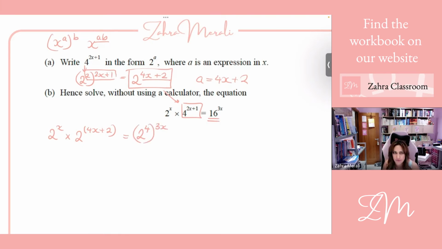Okay, when I times, I add indices. So this will be x plus 4x plus 2. And when it's to the power, I'm multiplying. So 4 times 3 to give me 12x. They're both to the power of 2, so I can get rid of the 2's and just think about the top bits. So if I put 5x plus 2 equals 12x, move all the x's onto one side, I'll get 7x equals 2. And so x equals 2 over 7.